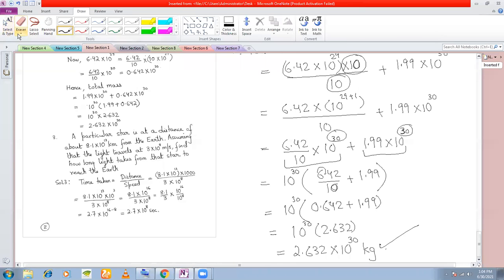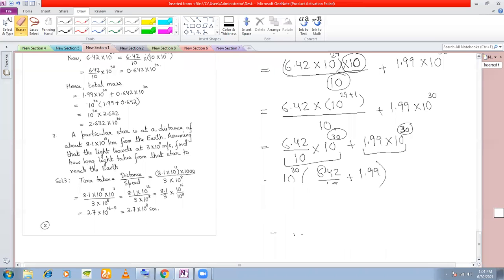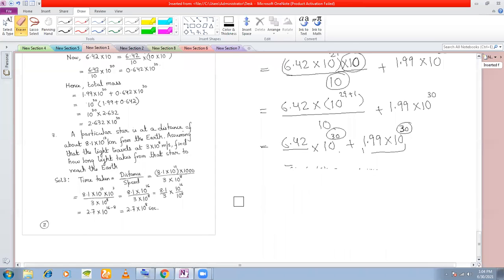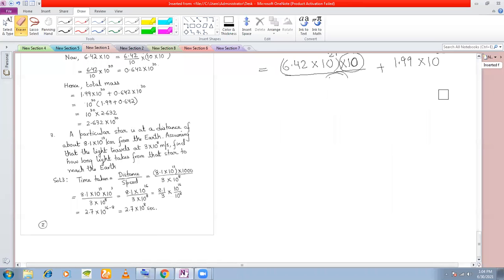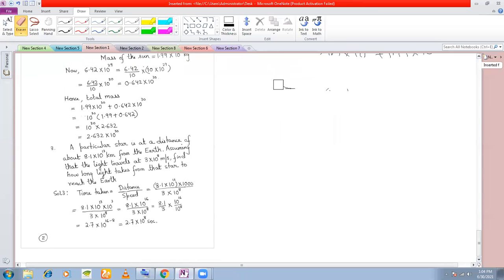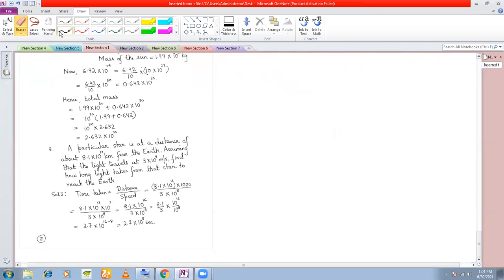Okay. Let's see the last one. Sir, do we have to bring it into standard form? It's compulsory. Whenever you are adding two very big numbers or very small numbers, you have to convert them to standard form.